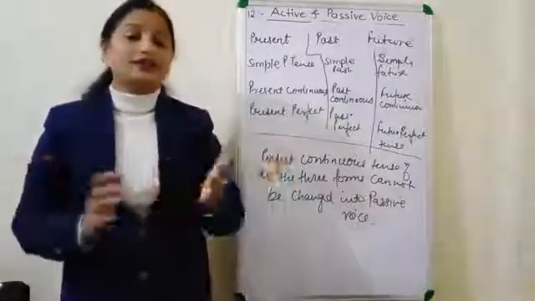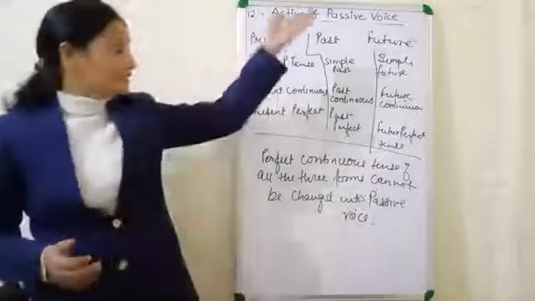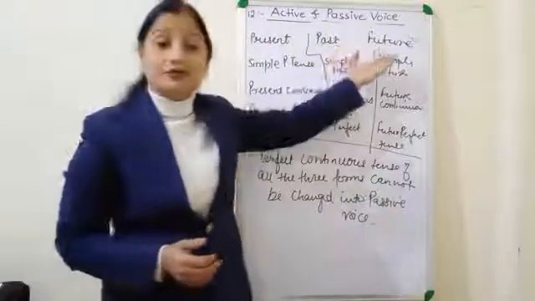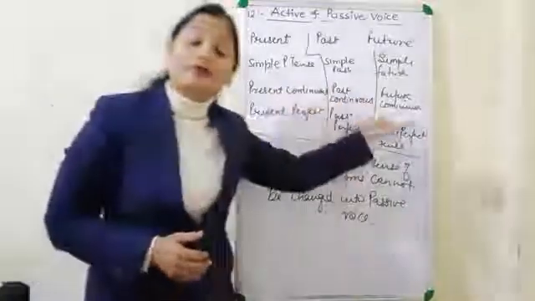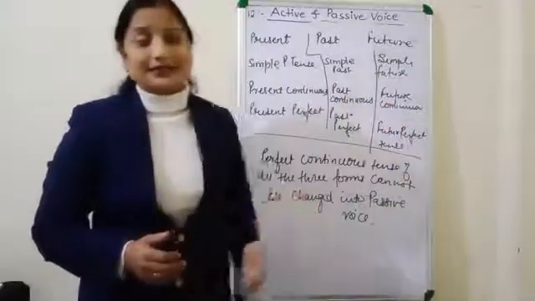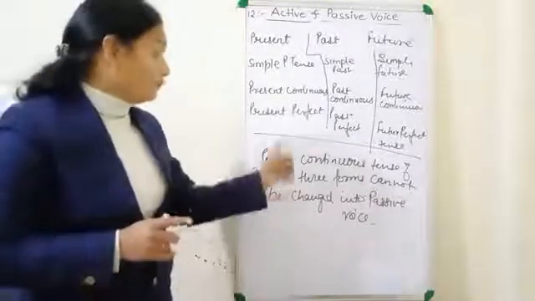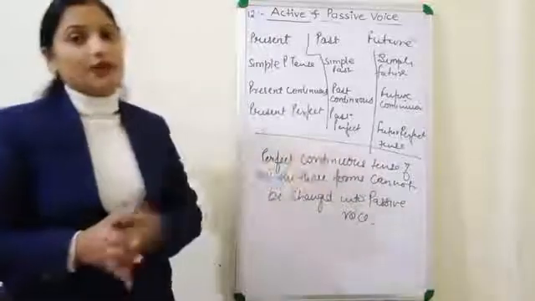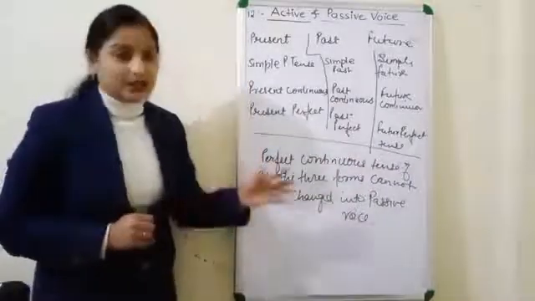Then, what are the different types of sentences which can be changed into passive voice? And the sentences are here that we can change all the 3 simple forms, all the 3 continuous forms, and all the 3 perfect forms into the passive voice. But we cannot change any form of perfect continuous into the passive voice. So, this is all about today's class.